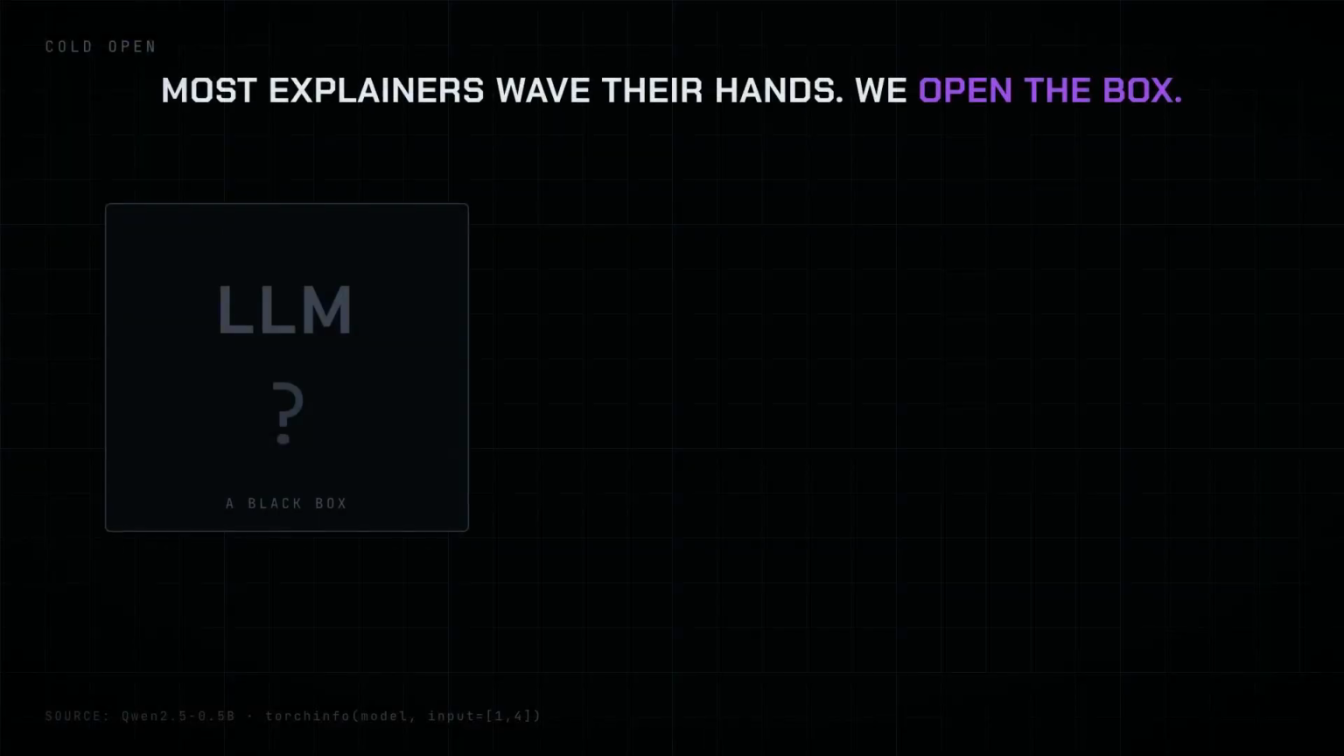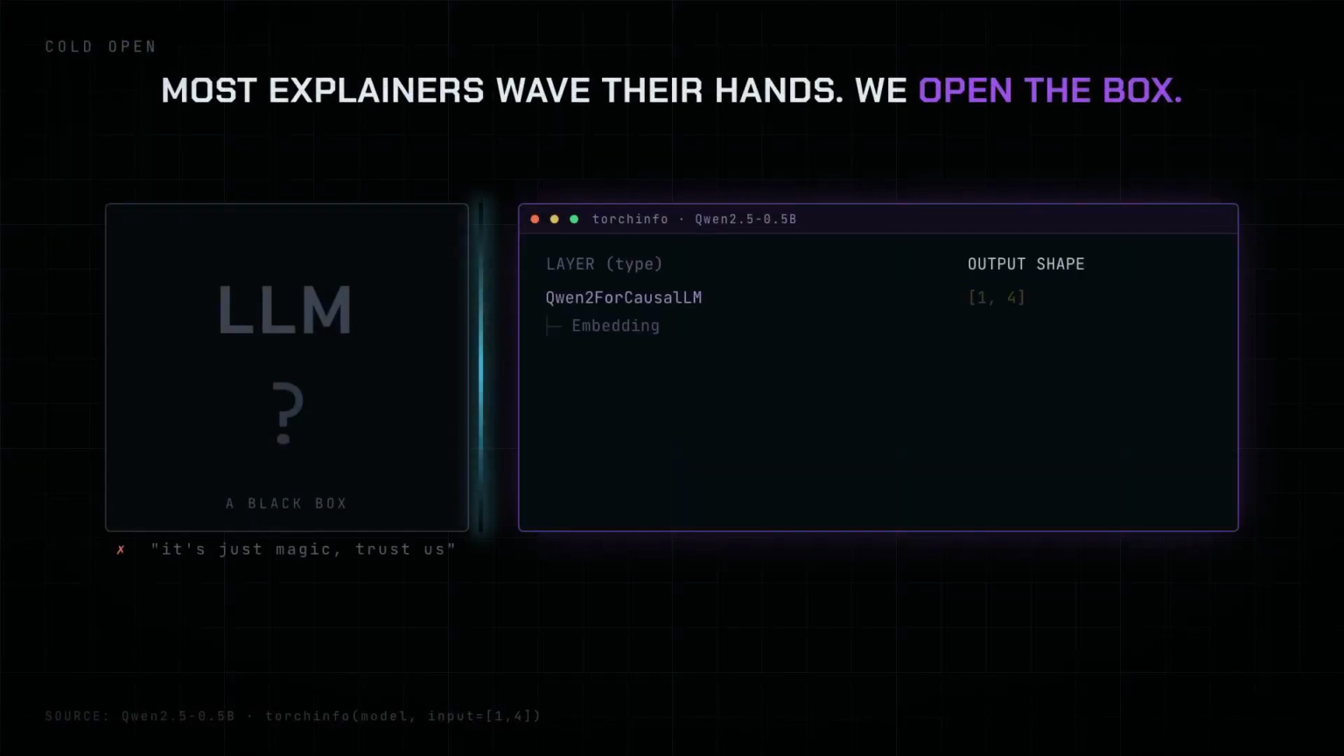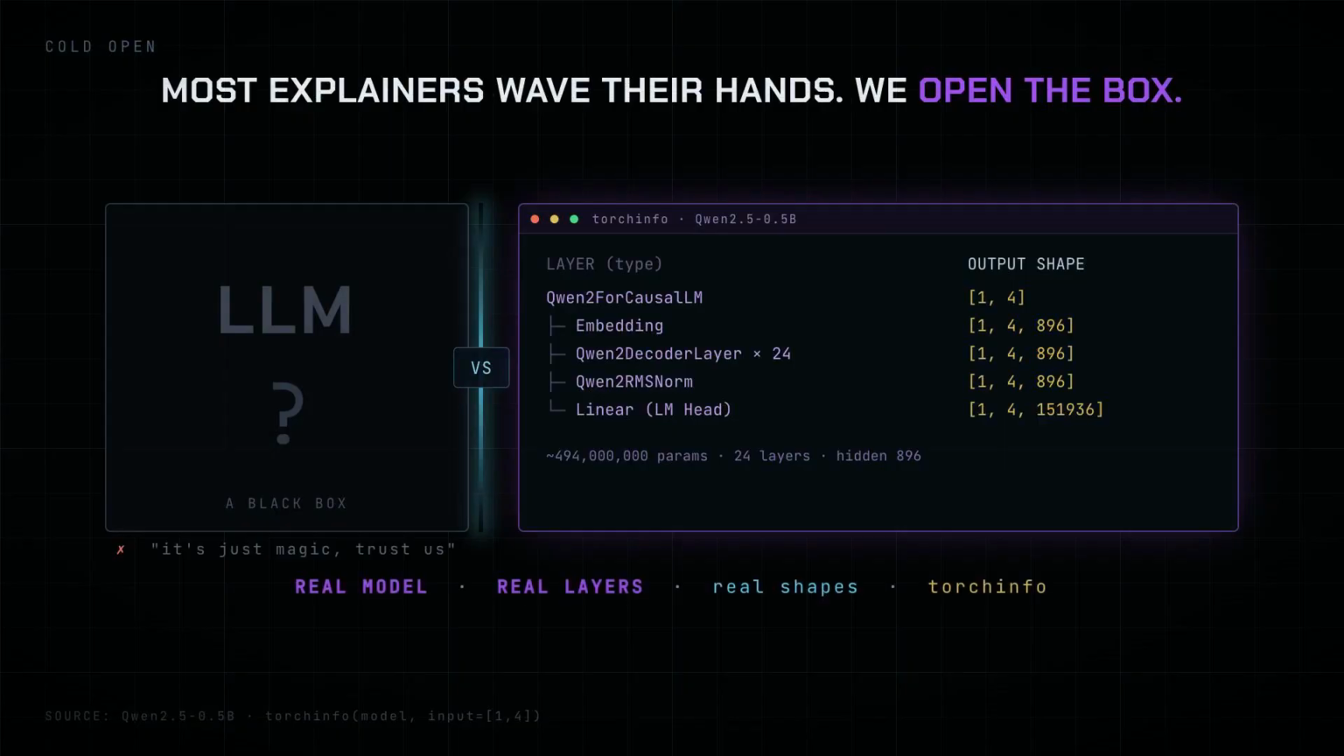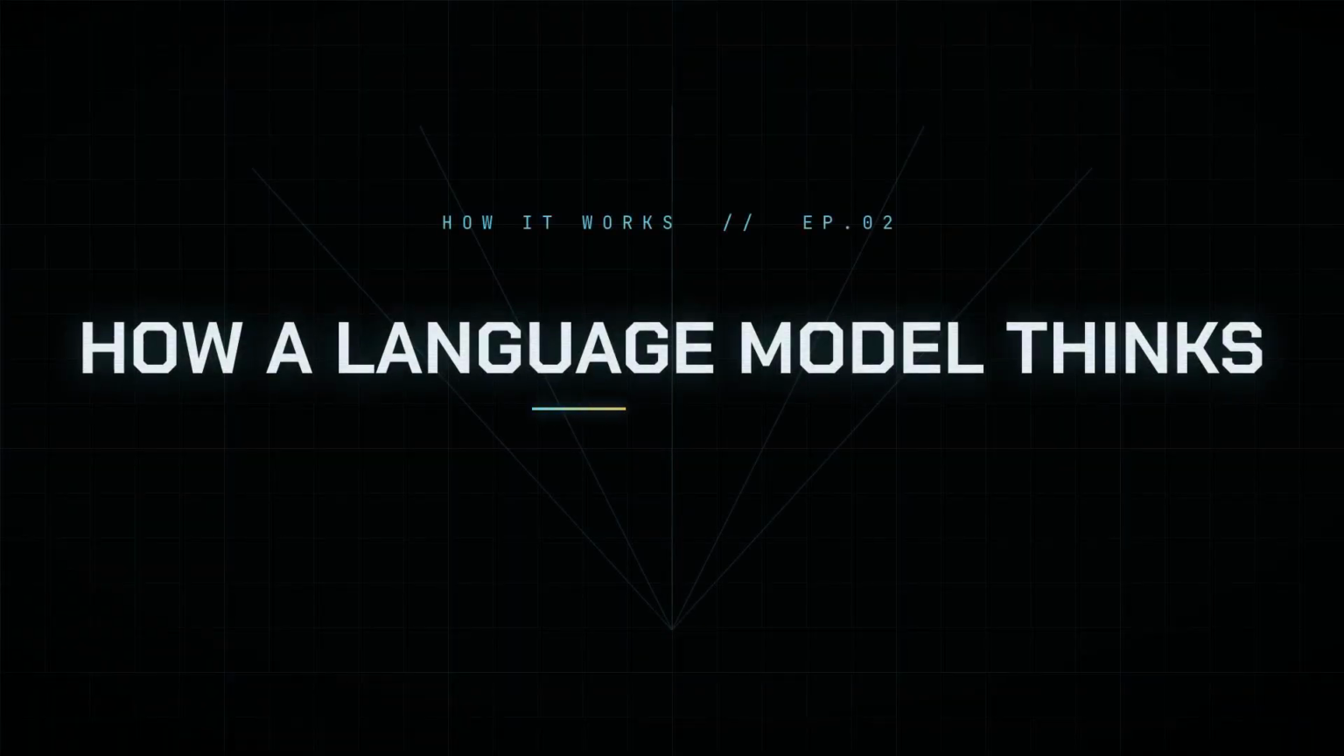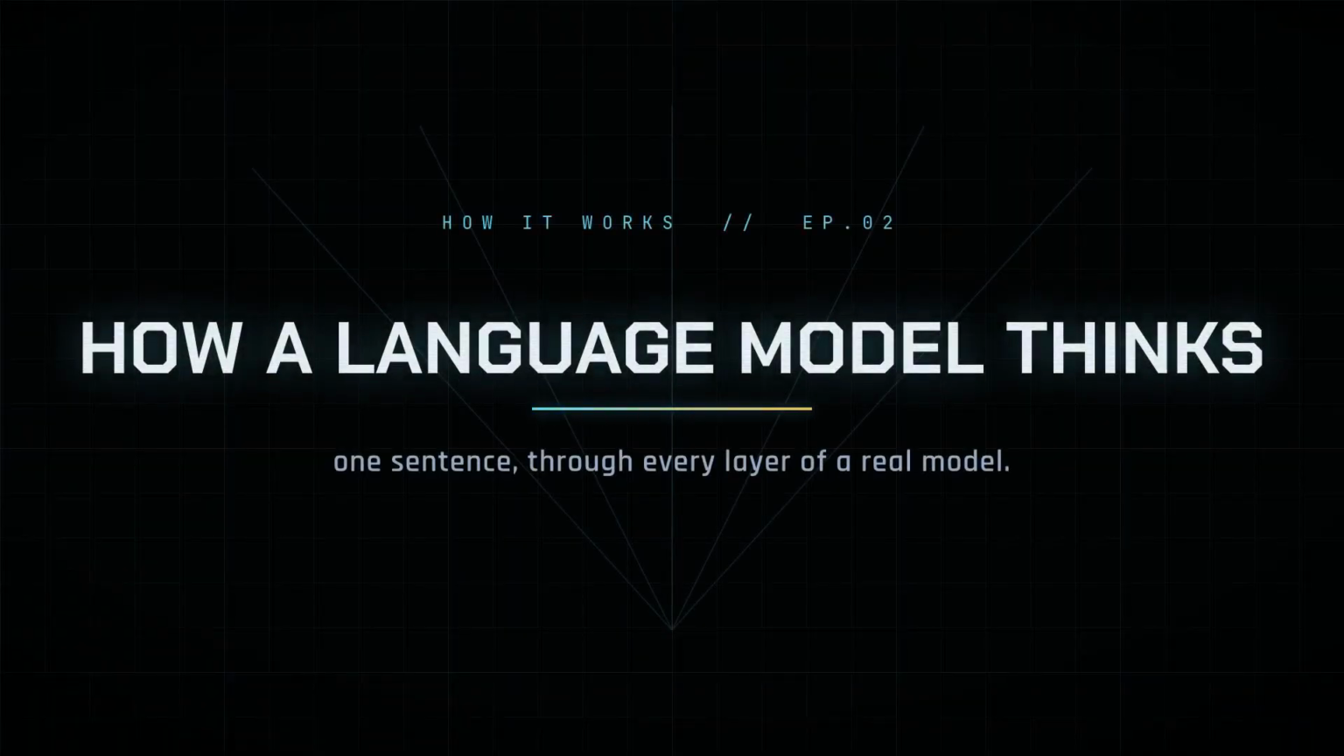Most explainers wave their hands. We won't. We'll use the actual smallest real model, Qwen 0.5B, and a tool called torchinfo to see the real layers, the real shapes, the real numbers. No magic, just machinery. So how does a language model actually think? Let's follow one sentence all the way to the prediction.